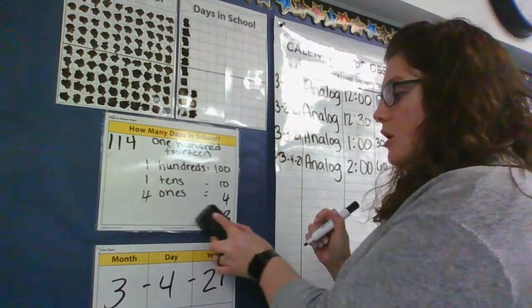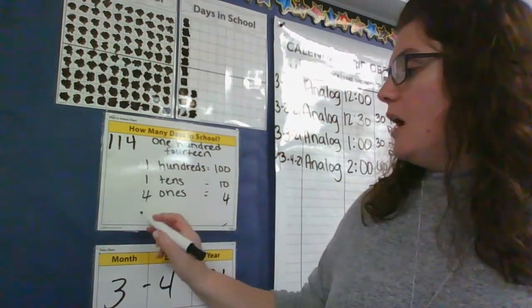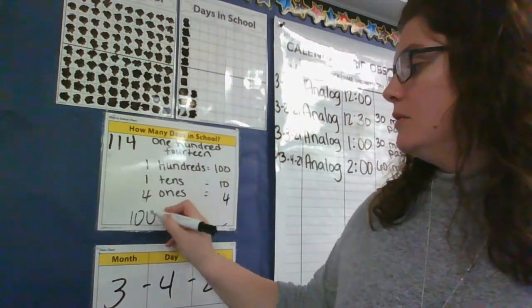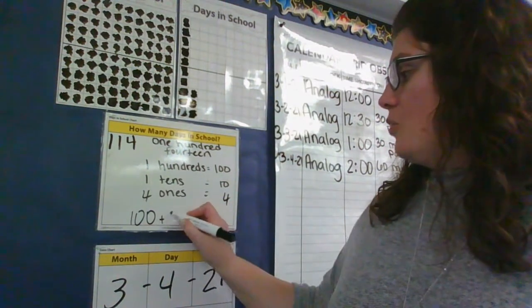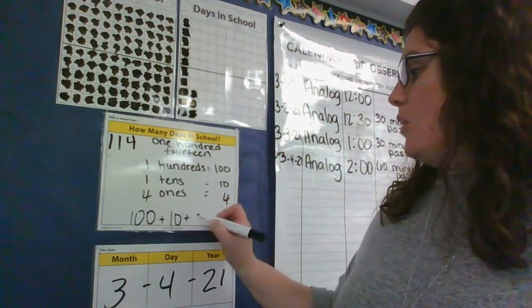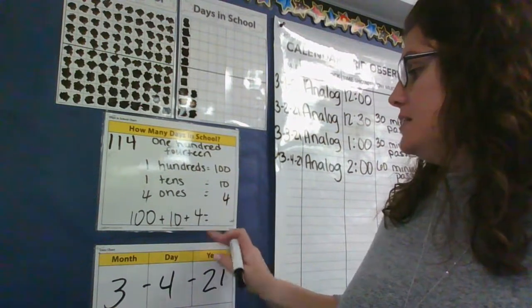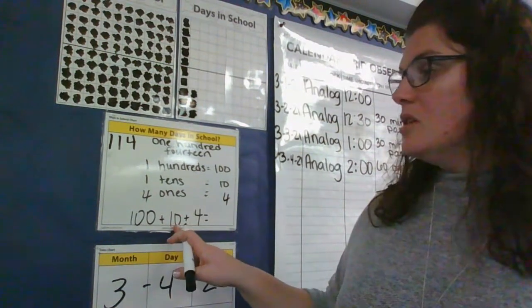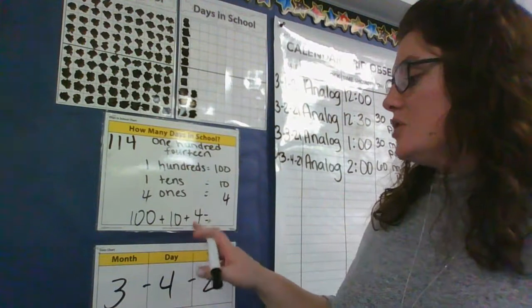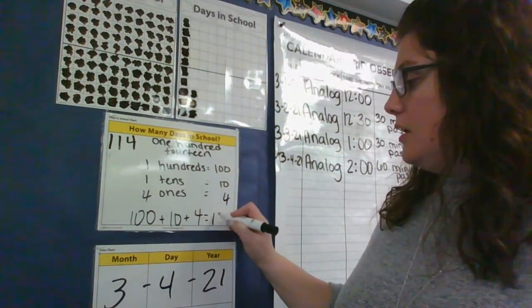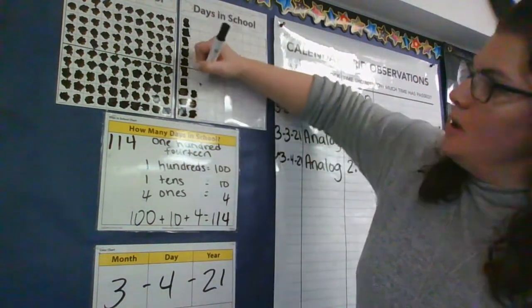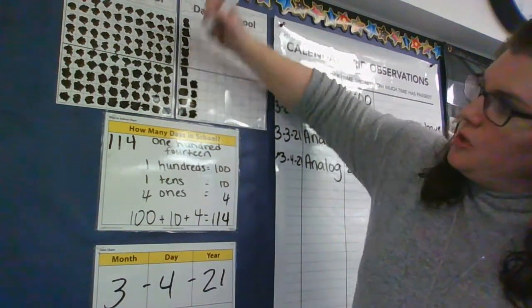So then we need to put it all back together. So if we add our hundreds, that 100, plus our tens, so 110, plus our ones, so our 4 ones. 100 plus 10 equals 110. 110 plus 4 equals 114. We need to color in another day up here.